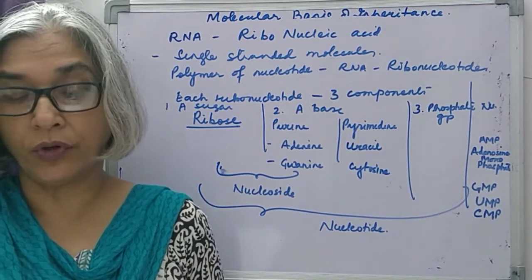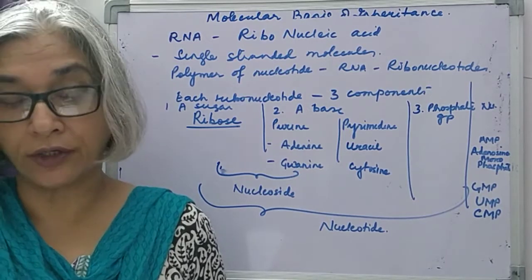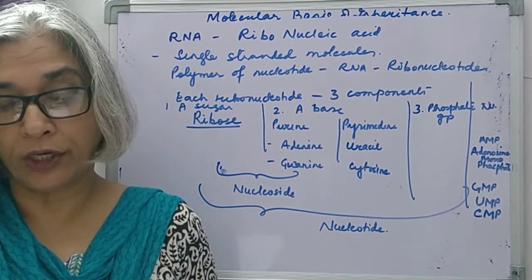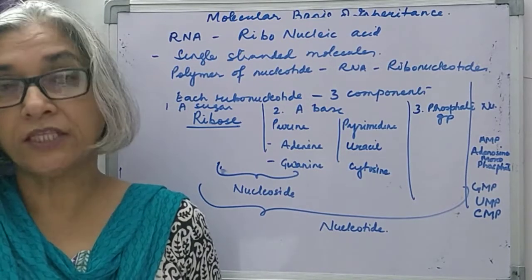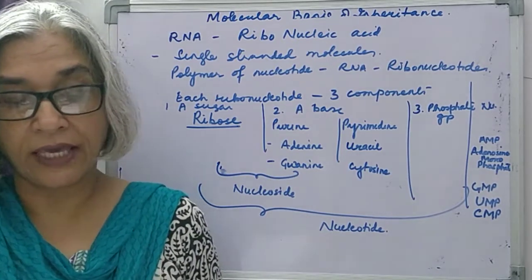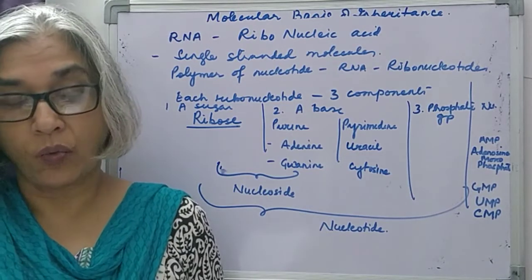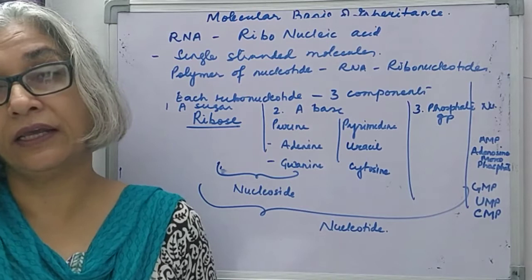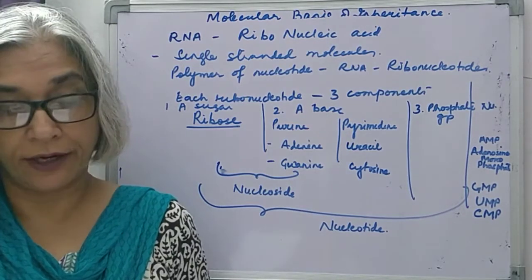Various ribonucleotides are also joined by phosphodiester bonds to form the polynucleotide chain. The chain of the RNA strand has well-defined ends. One end has 3' polarity and the other end has 5' polarity.